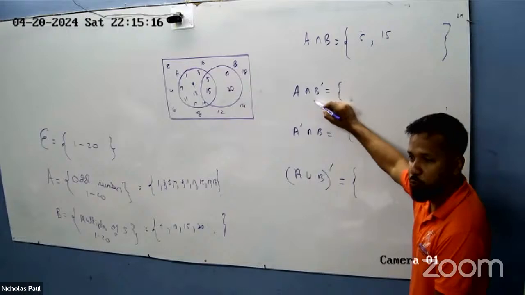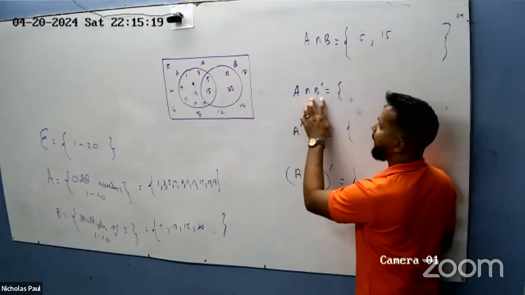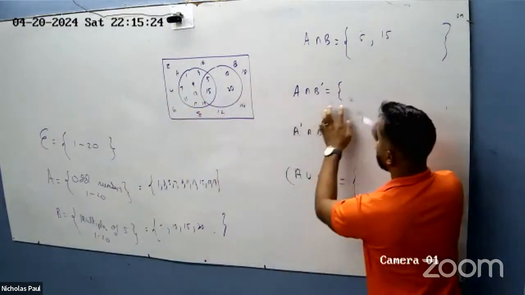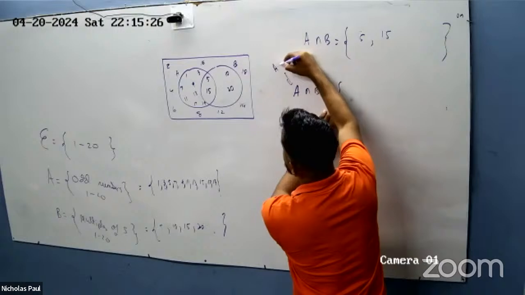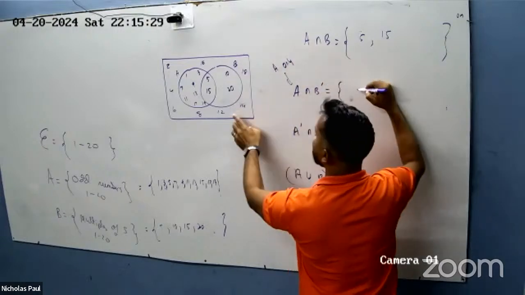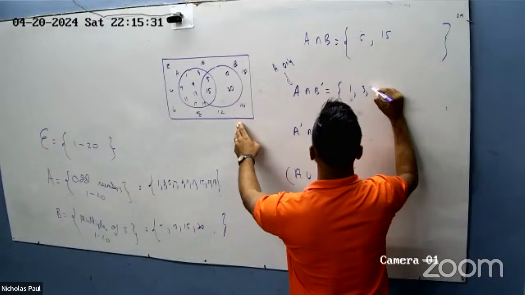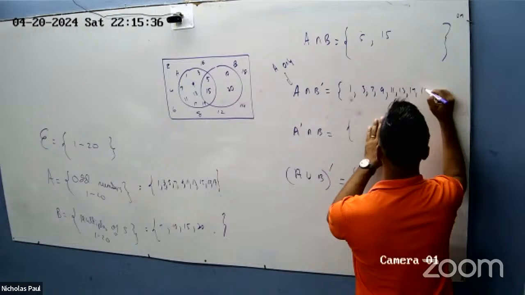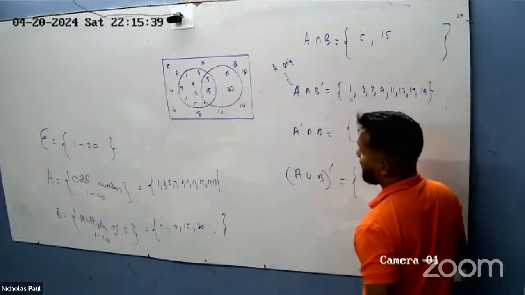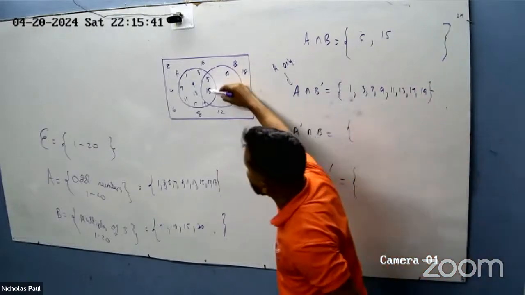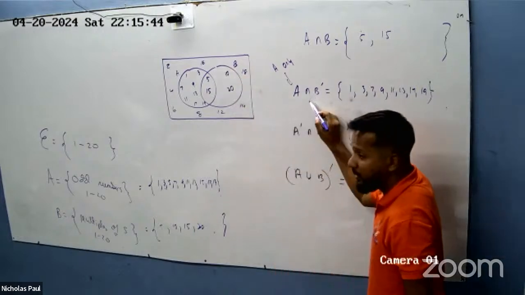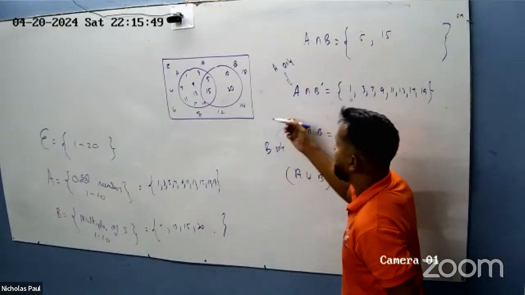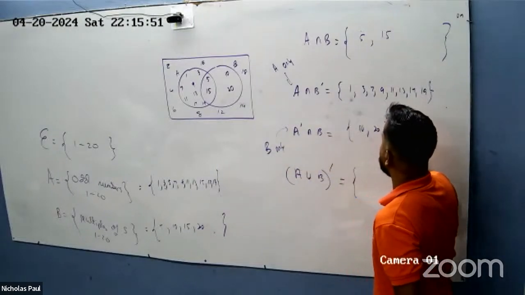All right. So what is this again? A intersect B complement is what? A only. Remember that? A only is 1, 3, 7, 9, 11, 13, 17, 19. Remember, 5 and 15 don't belong to this. This is A only. This one here is B only, so that's only 10 and 20.